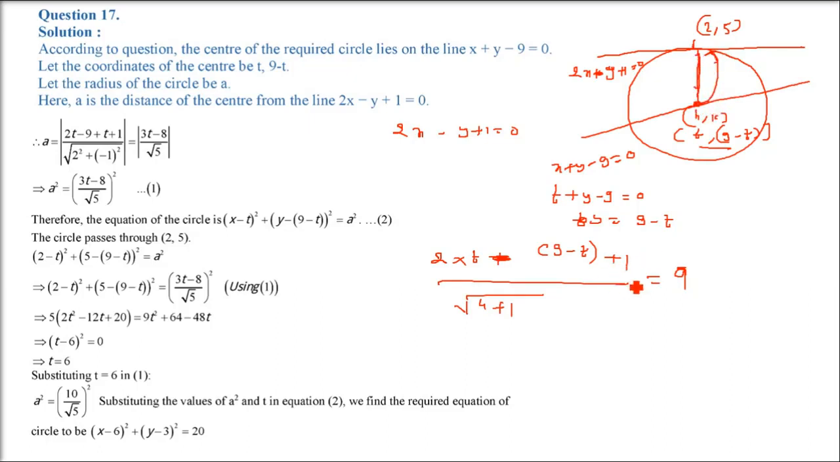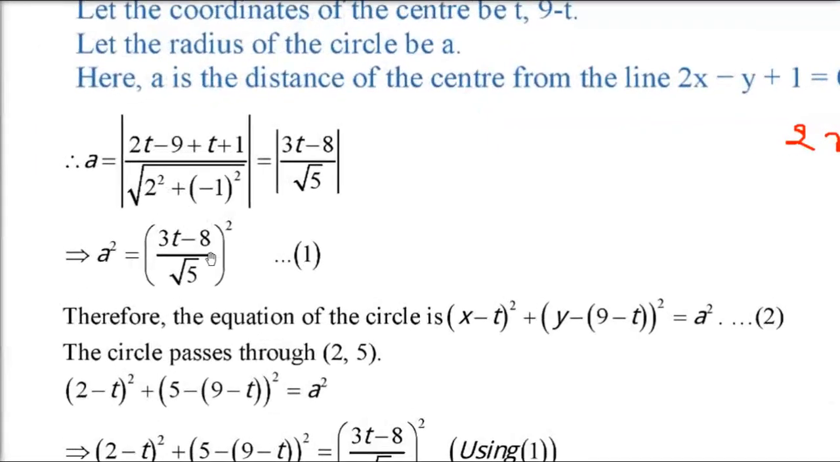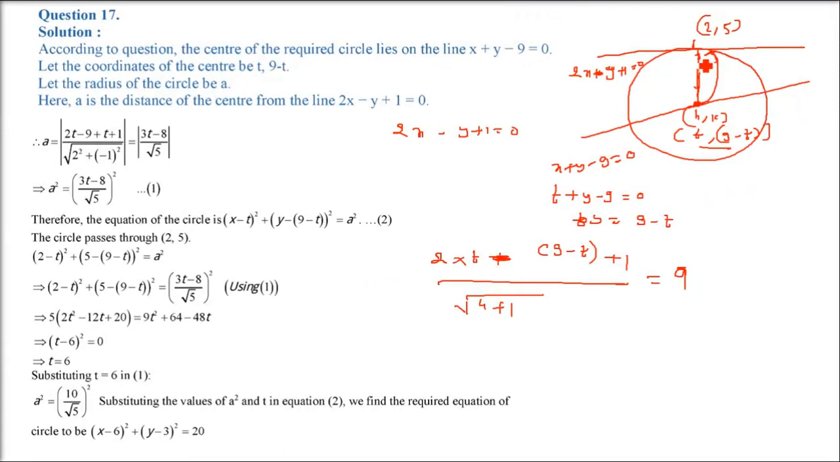There is one more way to find the radius, that is the distance formula. We can apply the distance formula, and we are going to equate them later. Just square it on both sides. You will get r square as 3t minus 8 by under root 5 whole square. Since this distance is also the radius, we take the distance formula with x1, y1 as 2, 5 and x2, y2 as h, k. So 2 minus t whole square plus 5 minus 9 minus t whole square equals r square, radius square. So these two r square you can compare.